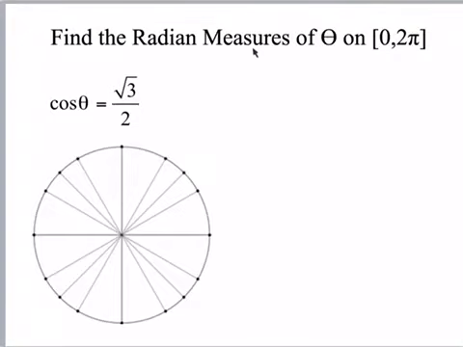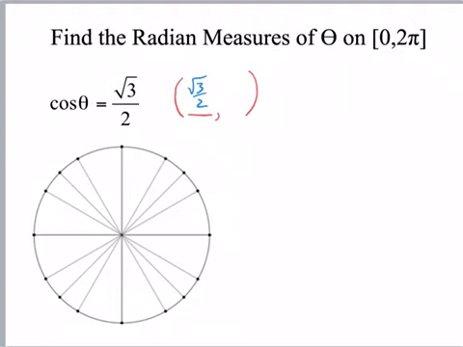Find the radian measures of theta on 0 to 2 pi. Measures is important because a lot of times there's more than one. So what it's asking for is the radian measure where the cosine of that is square root 3 over 2. So what that means is you want cosine. Cosine is your x value. So what we're looking for are coordinates where this value is the square root of 3 over 2.